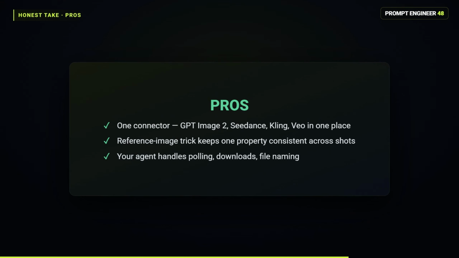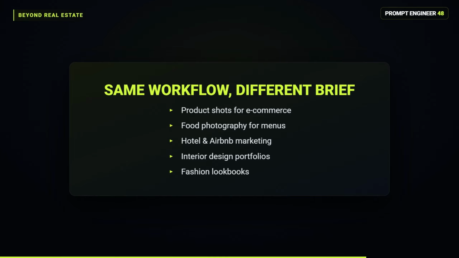What's genuinely good? One connector. Every frontier model, so you're not juggling 6 subscriptions. The reference image trick holds a property together across shots, and your agent does the weighting, the polling, and the file handling for you. And this obviously is not just a real estate trick.